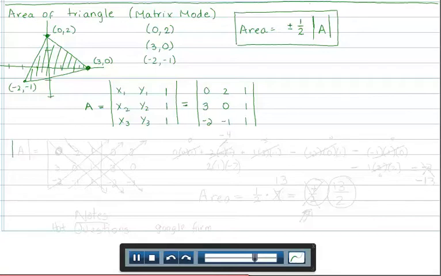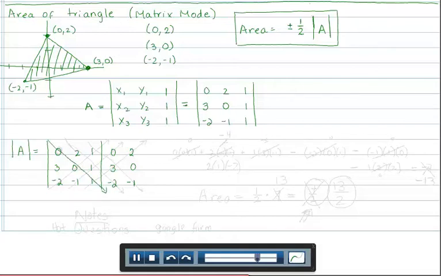The determinant of A, and the way I've shown you to do this is I list my determinant: 0, 2, 1, 3, 0, 1, -2, -1, 1. And what I do is I rewrite the first 2 columns after the matrix. I make up these 2 new columns. And that's it. Alright, and we're going to go down in diagonals, and we're going to multiply these numbers.